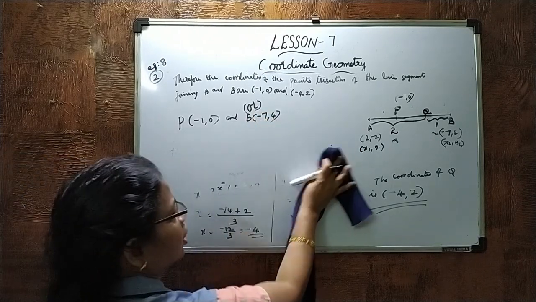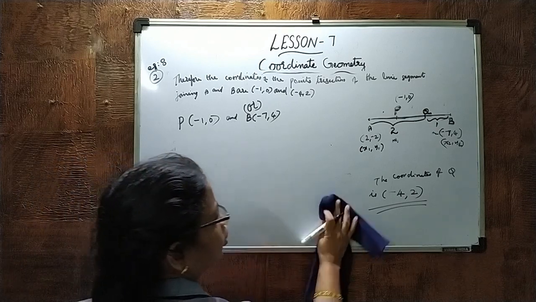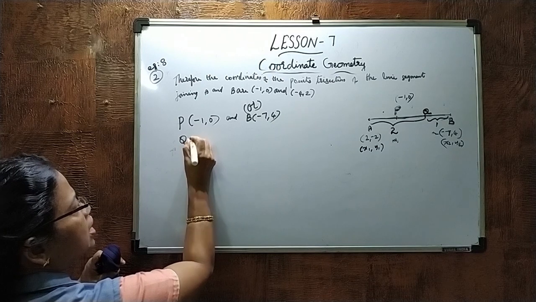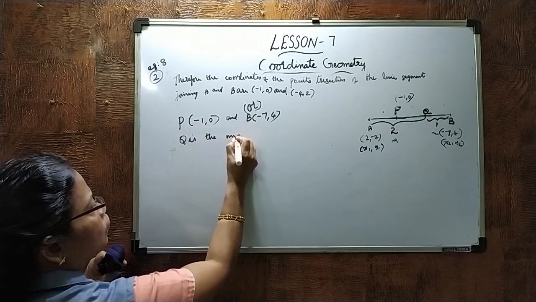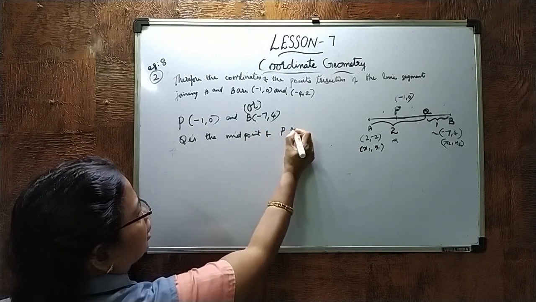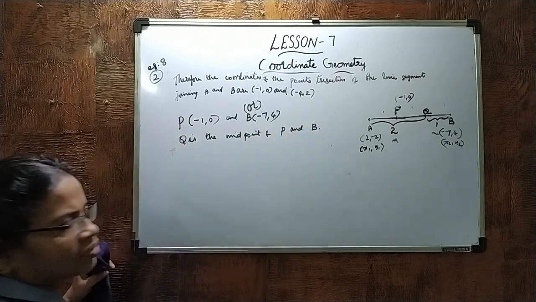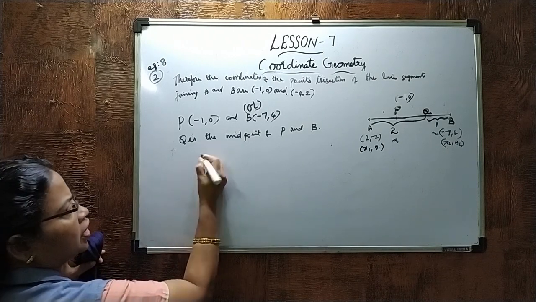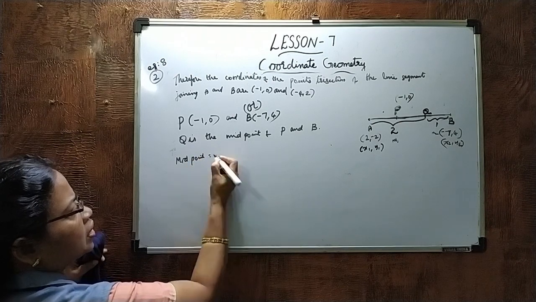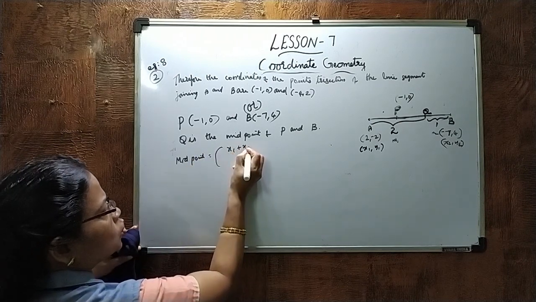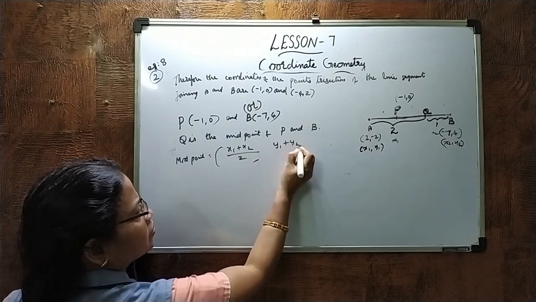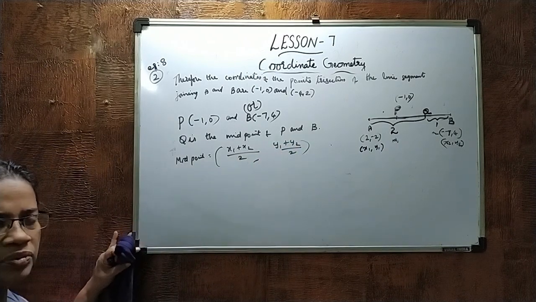And what is the next thing? We want to find out Q, right? So we can write Q is the midpoint of P and B. What is the midpoint formula? The midpoint equals x1 plus x2 by 2, this is the x coordinate, and then y1 plus y2 by 2, right?